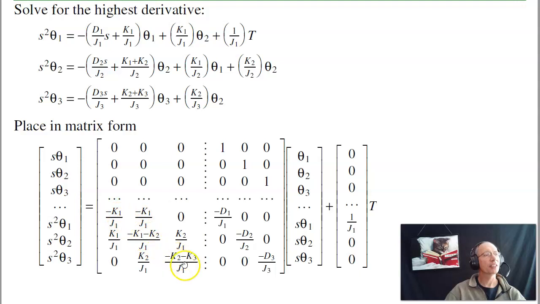And the diagonal should be negative, meaning if I take a spring and turn it, it should come back. The off diagonal should be positive. This tells you who you're connected to. As theta 2 increases, that should increase theta 1, not decrease it.